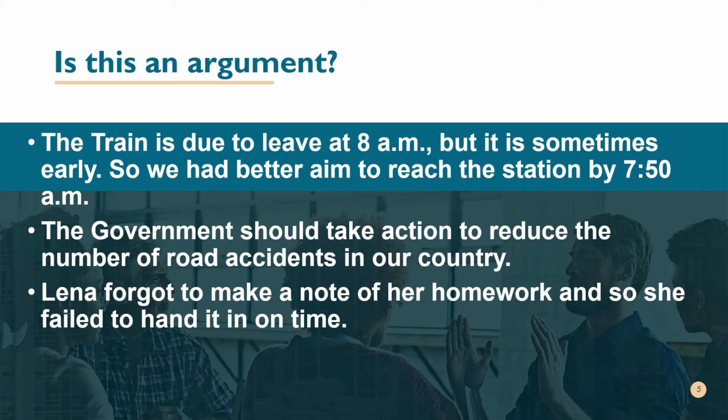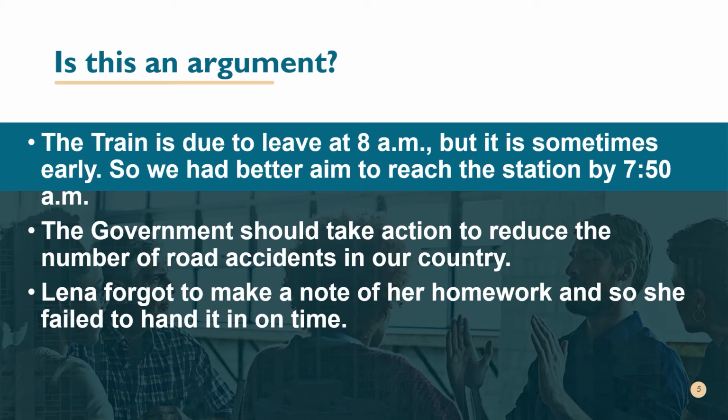Now let's look at these three examples and whether or not they are arguments. The train is due to leave at 8 a.m., but it is sometimes early, so we had better aim to reach the station by 7:50 a.m. Now, when we look at this, they are trying to convince you that you should reach the station by 7:50, and they give reasons for that. That while it is due to leave at 8 a.m., it's sometimes early. So they're giving you a reason as to why. So the first one, yes, it is indeed an argument because they're trying to convince you that you should reach the station by 7:50.